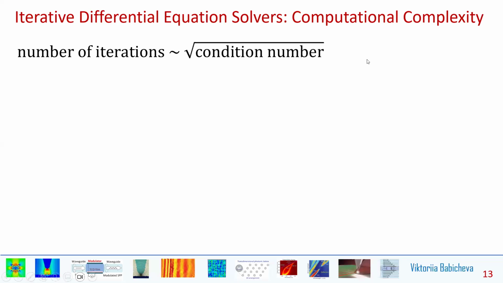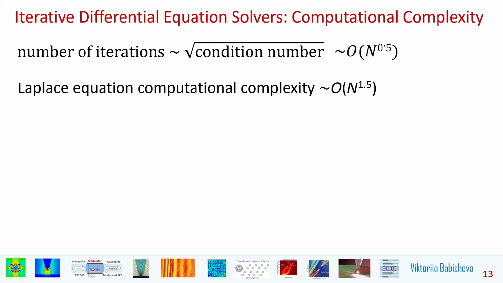Let's consider a symmetric positive definite matrix system. The number of iterations is proportional to the square root of the condition number. So you can see that the number of iterations is on the order of n^0.5. We discussed the concept of computational complexity earlier. In our case, the computational complexity of solving a simple Laplacian equation problem is n^1.5.